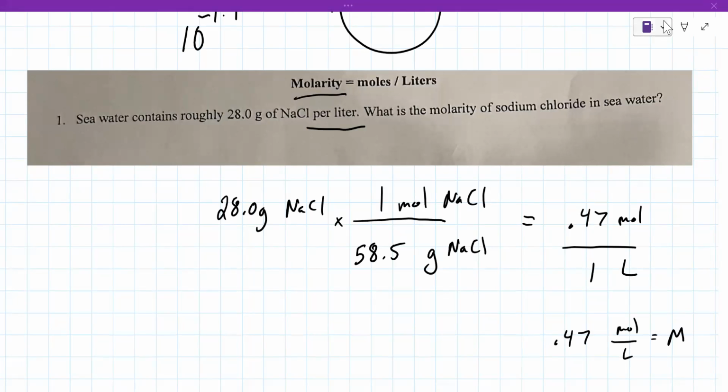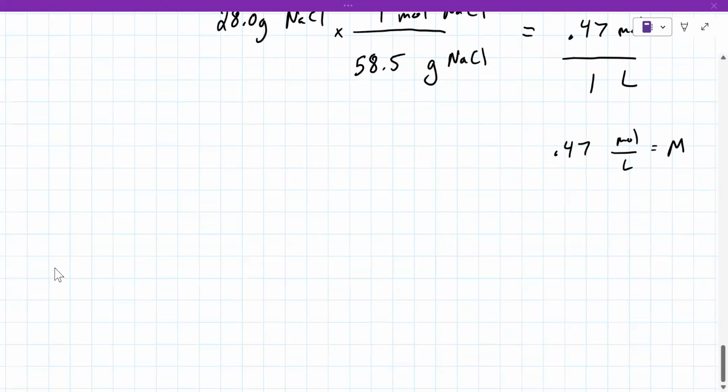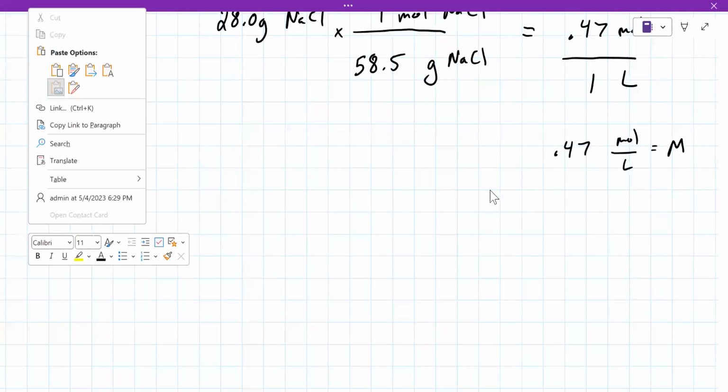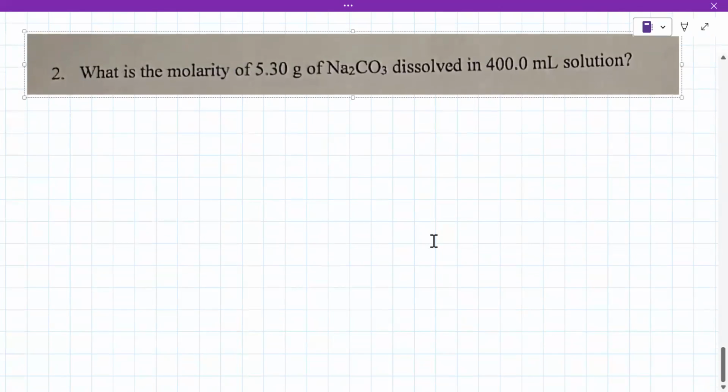All right, any questions before we move on to number 2? No, I think I get it. Okay, so these are all about getting it into moles or liters or both. So here's a new problem. They're giving you 5.3 grams of sodium carbonate, but it's in 400 milliliters this time.